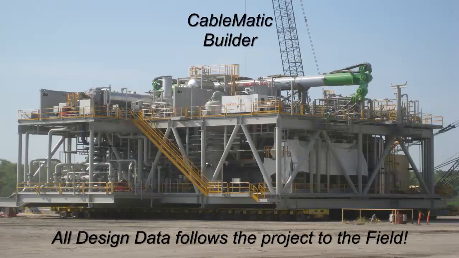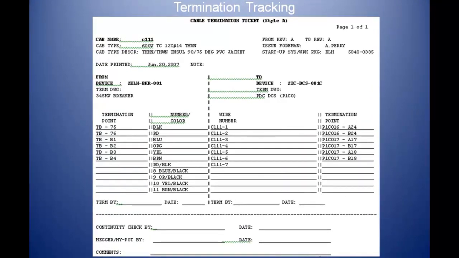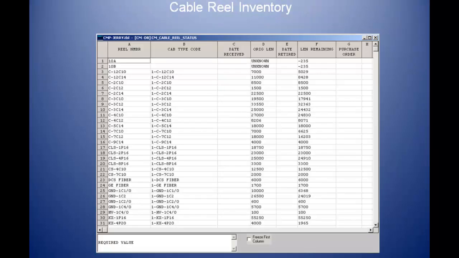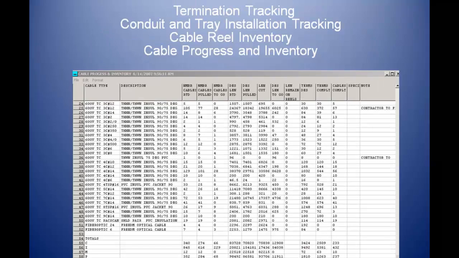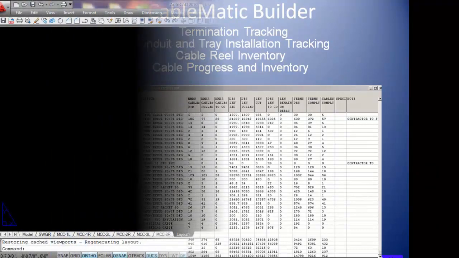CableMatic Builder is our construction module, allowing all of this valuable information to follow the project to the field. Construction creates up-to-date termination tickets, tracks conduit and tray installation, cable inventory, and construction progress. The database in the field can be updated regularly, allowing efficient communication between the field and office.